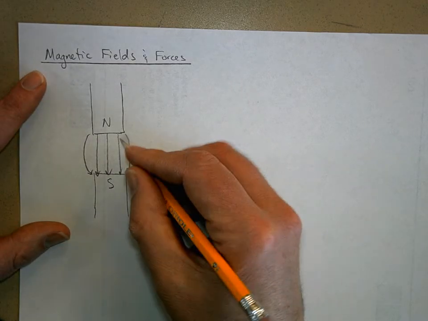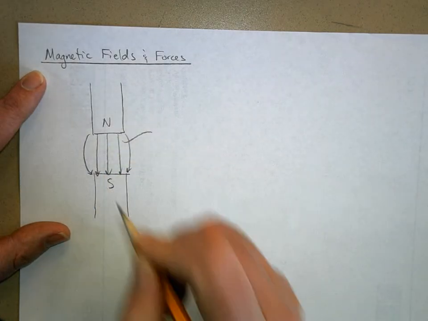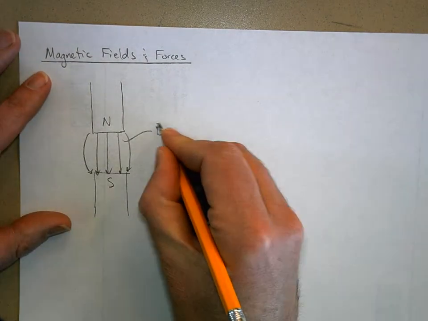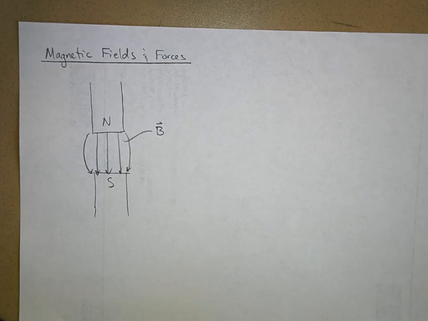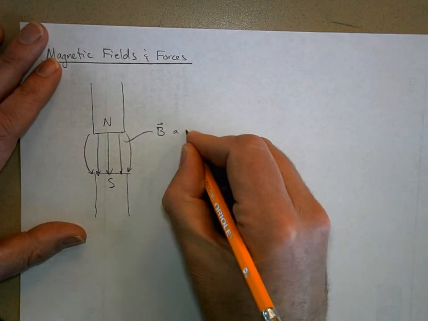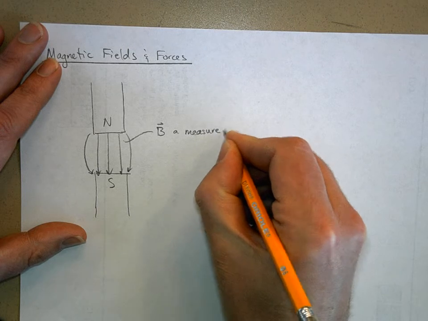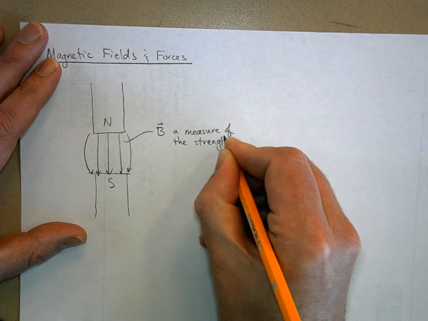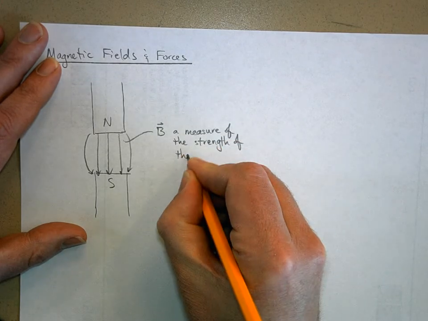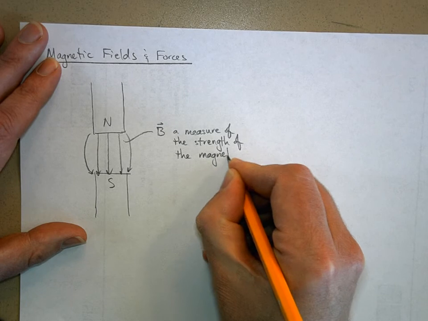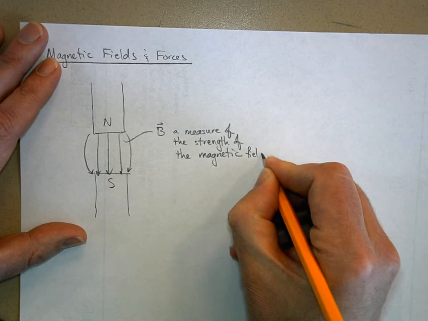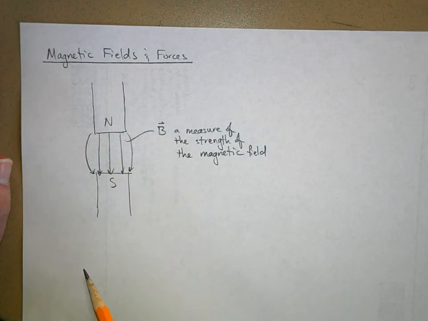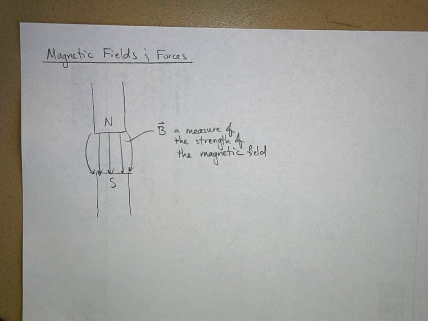Now for magnetic fields, we have a name for the strength of the magnetic field, how crowded they are. We call it B. That's our B field. And B is a measure of the strength of the magnetic field. So the stronger the magnetic field, the more magnetic field lines I'm going to draw. And we'll talk about the units for it here in a minute.